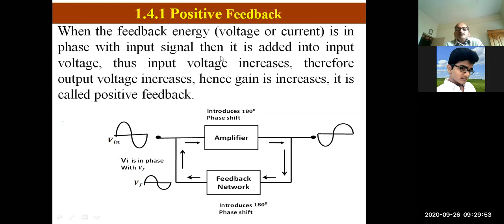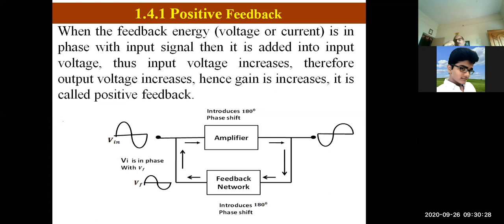How can we explain positive feedback? When the feedback energy is in phase with the input signal, this feedback energy gets added into the input voltage. Therefore this input voltage increases, and therefore output voltage increases, and such a type of feedback is called positive feedback.